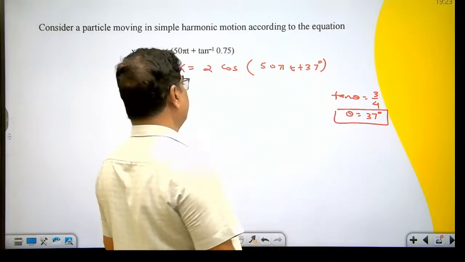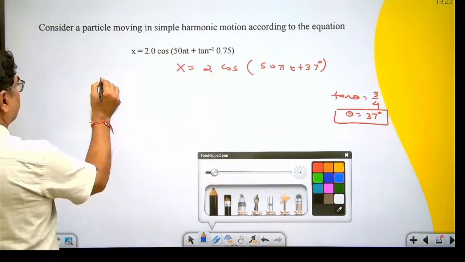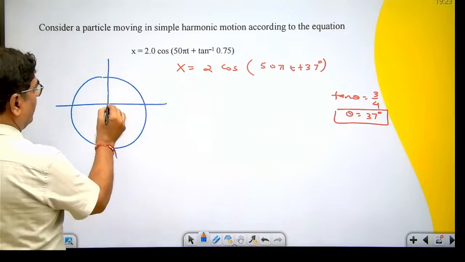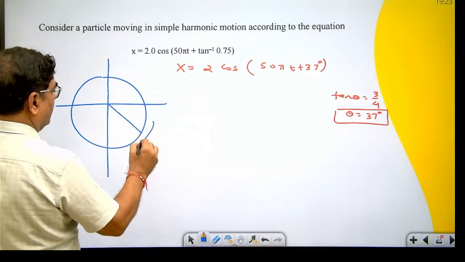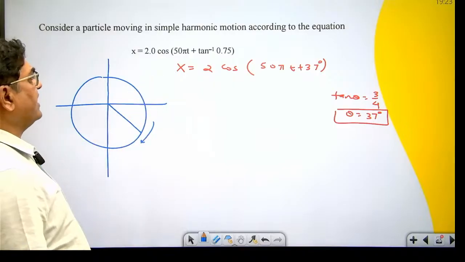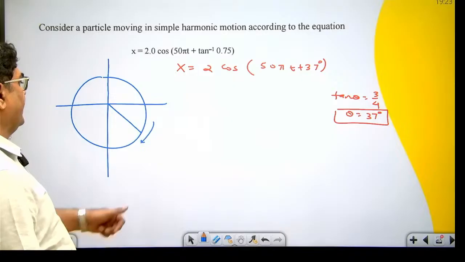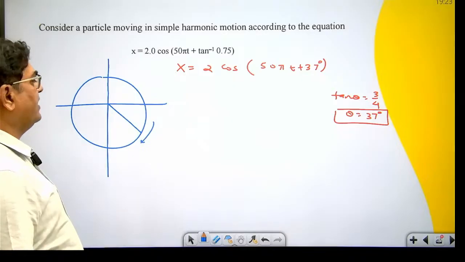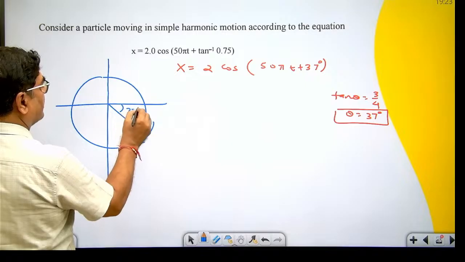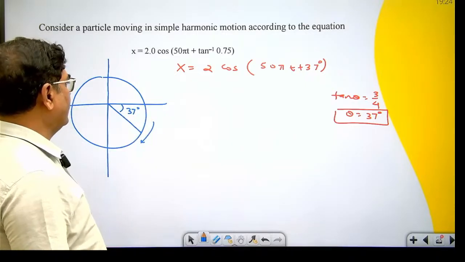This is the initial phase. So dear student, now if you use the phasor relation concept, the initial phase of the particle is here and the particle is moving in this direction. How? If you differentiate the equation dx upon dt and put t equal to 0, the velocity will come negative. Negative means the particle is moving in the minus x direction, okay? And this is the initial phase, 37 degree, okay?